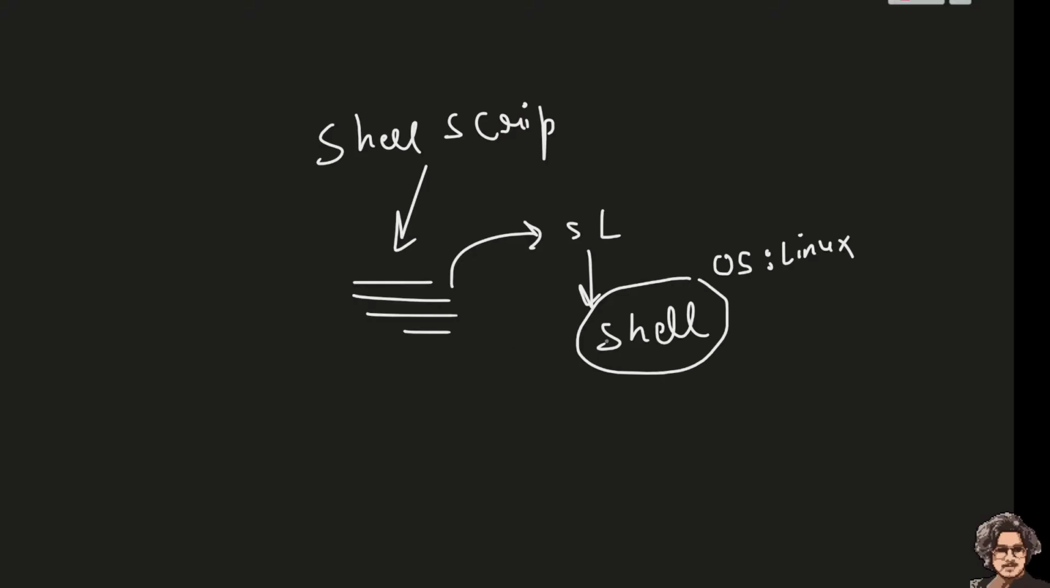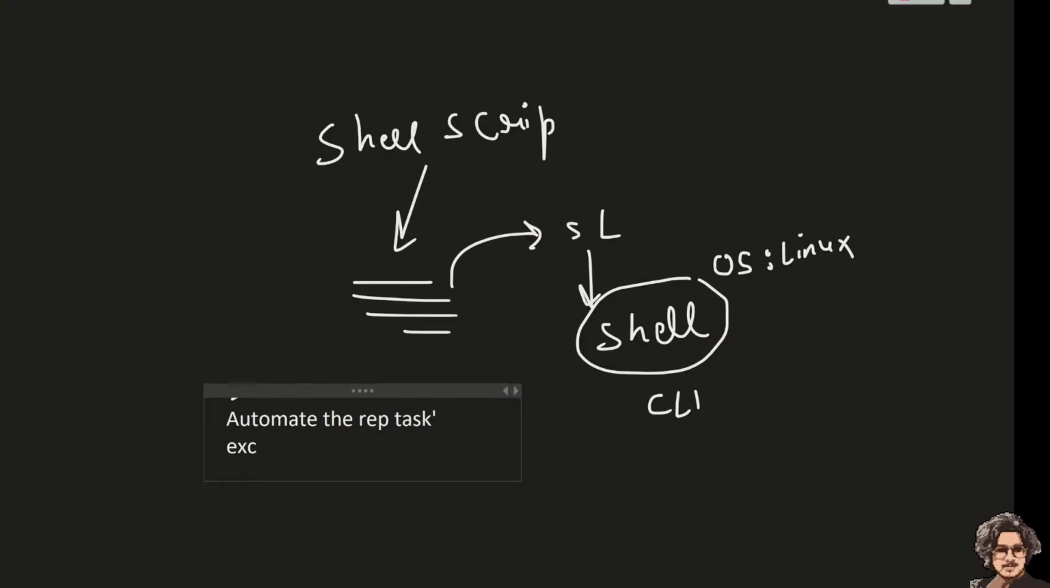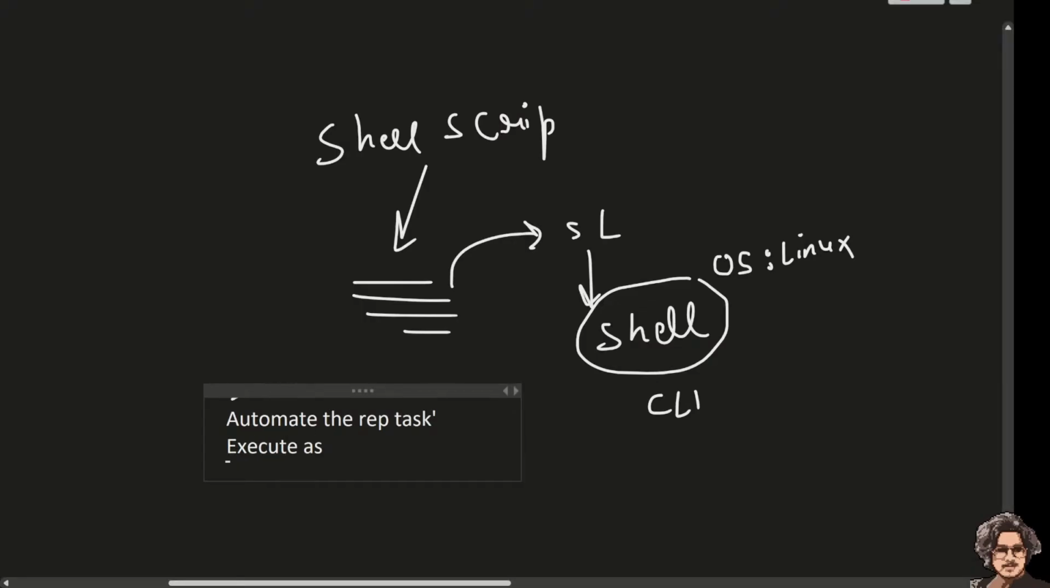The shell acts as a command line interpreter to interact with the operating system and execute commands. A shell script is commonly used to automate repetitive tasks, and second, to execute a sequence of commands.